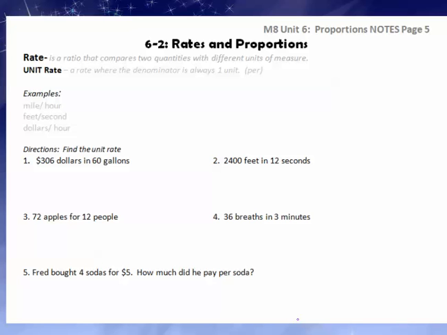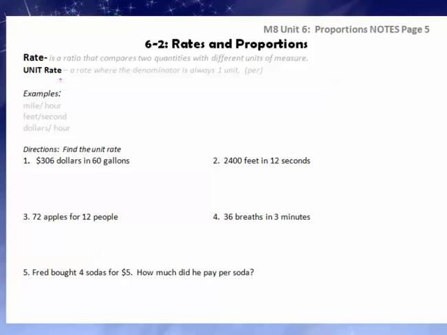Hi class, today we're talking about lesson 6-2, rates and proportions, and I'm in your binder on page 5. So, a rate is a ratio that compares two quantities with different units of measure. Now, it should be written in very light gray font on your paper, but if you need to, you can always copy that in. So a rate is a ratio that compares two quantities with different measure.